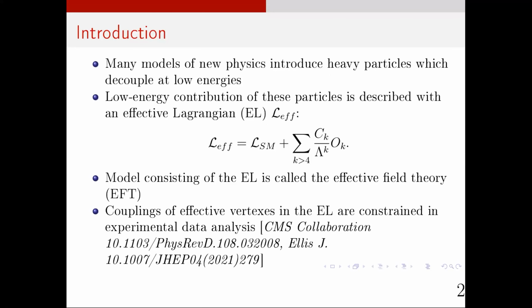Okay, what is the motivation of our research? It is known that many models of new physics introduce heavy particles, which decouple at low energies, at the energies of our collider experiments or other scattering experiments which we conduct for now. And we could not see direct production of these particles. If it is so, then we could describe the contribution of these particles to our observables by means of an effective Lagrangian. Here you can see the expression of this Lagrangian.